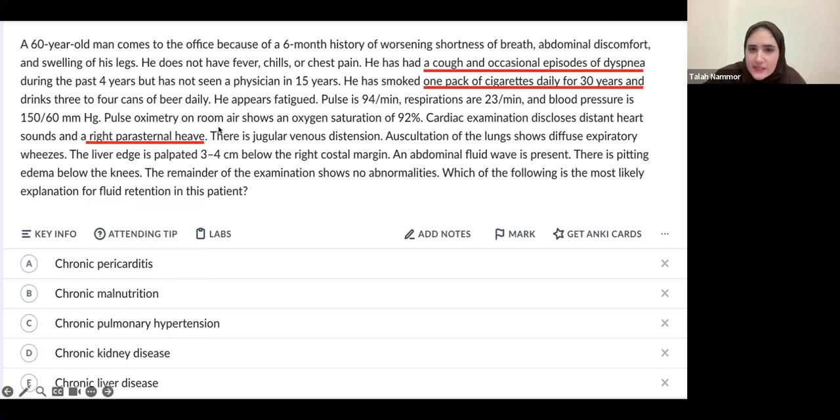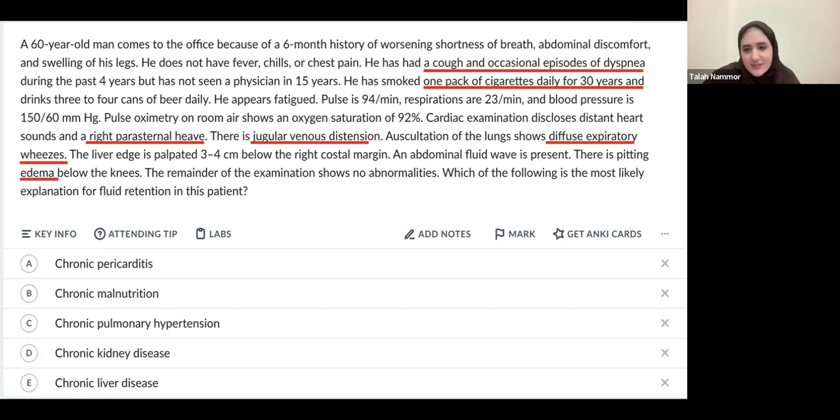He drinks, obviously, and his pulse is normal, respiration is increased, blood pressure is high, oxygen saturation is low. Cardiac exam discloses distant heart sounds and a right parasternal heave. There is jugular venous distension, and we have diffuse expiratory wheezes, the liver edge is palpated, an abdominal fluid wave is present, and there's pitting edema. The remainder of the examination shows no abnormalities.